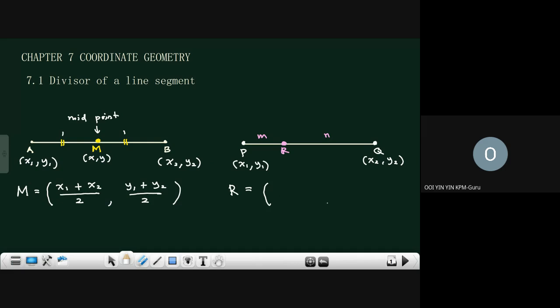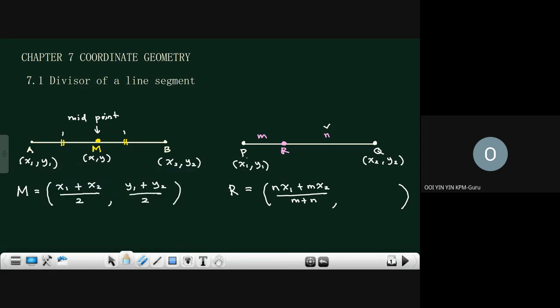Also same, you have your coordinate x and y, but the x and y are different coordinates. For your coordinate x, we are using your ratio n here, multiply with your p, plus your ratio m multiply with your x2. Then divide with m plus n. Okay, like this.